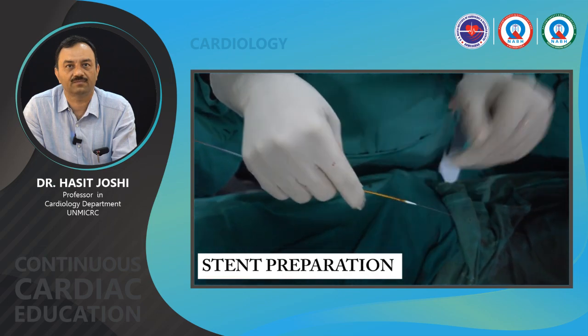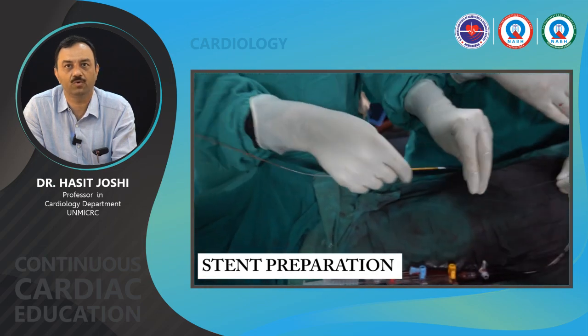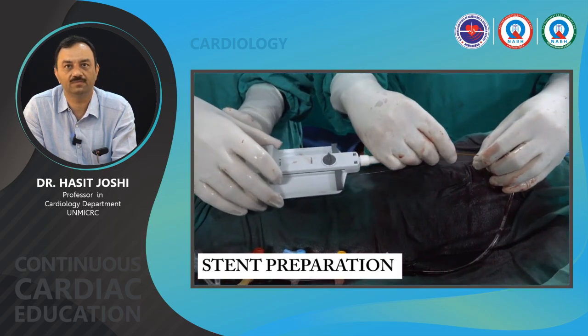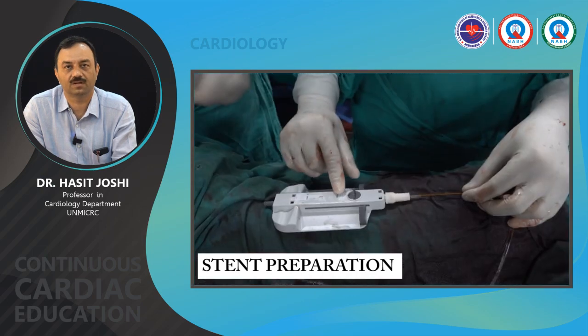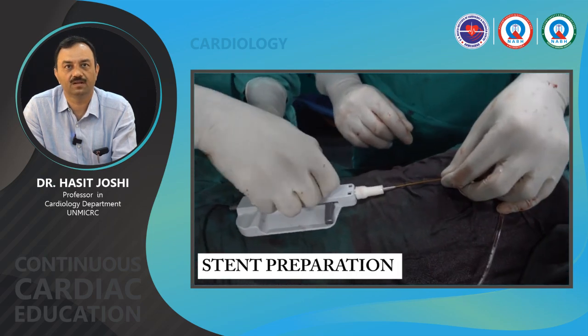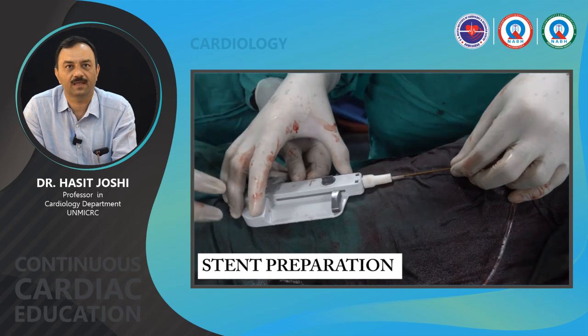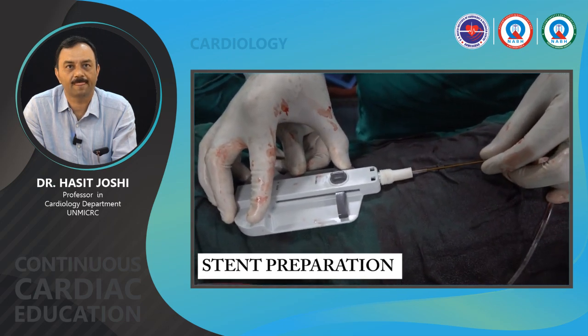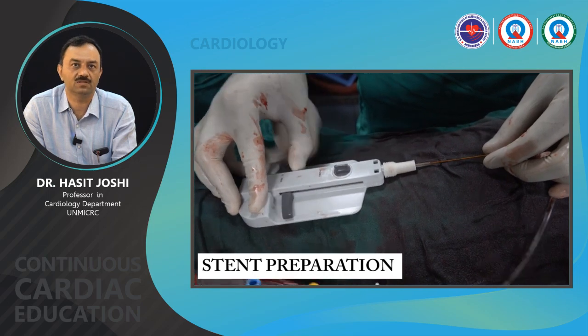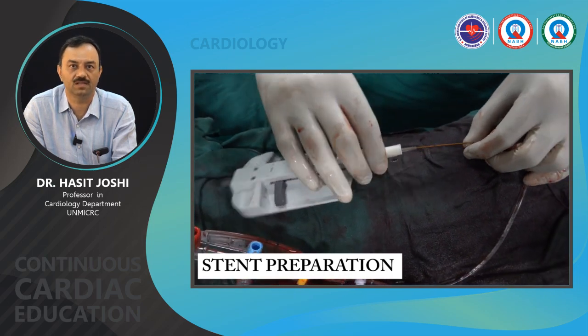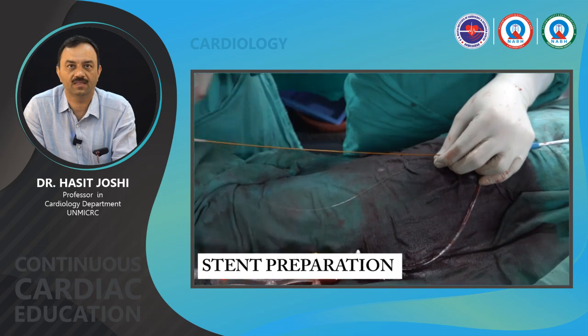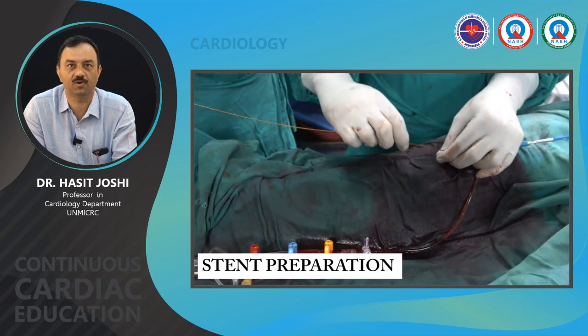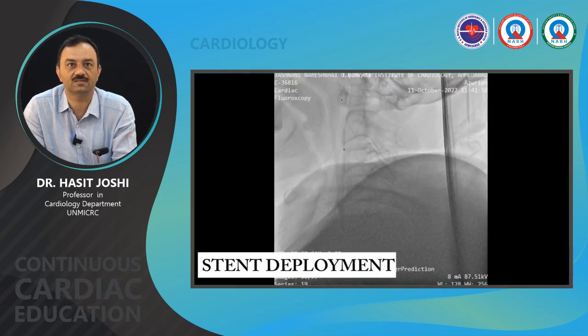and guide it over your wire of the DPD. Unlock it and gently pull back. See, because there can be a lot of jumping in this, and then remove this post deployment. This is how the stent is deployed, right?